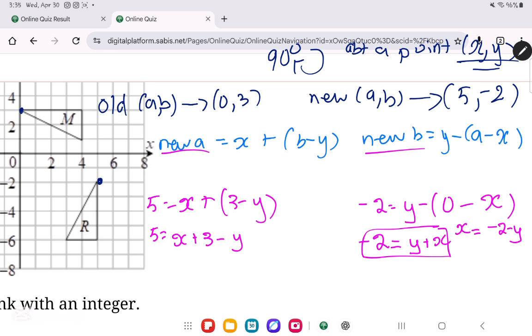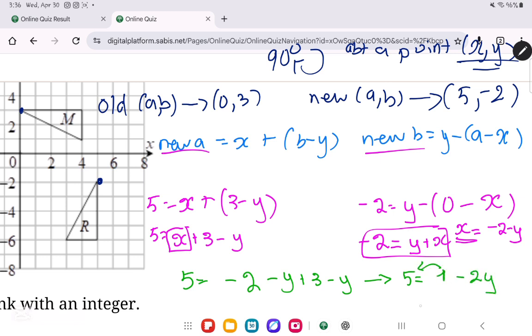Very simply, we will need to substitute this X over here. So if you substitute that X over here, look what's gonna happen. It's gonna become 5 is equal to minus 2 minus Y plus 3 minus Y. So that means 5 is equal to minus 2 plus 3, which is 1, okay? Minus 2y. Bring 1 to the other side, you will get that 4 is equal to minus 2y. And then after solving, you will get that y is equal to minus 2.